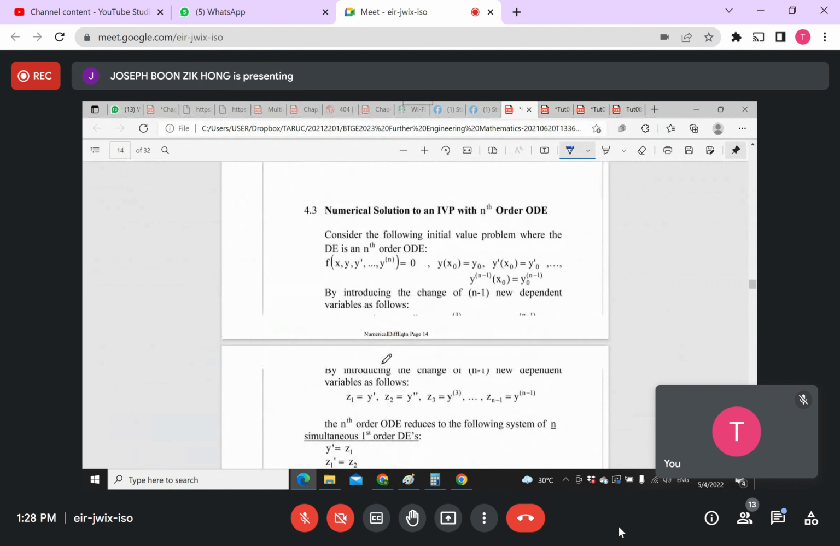Okay, so this is with n order. Okay, just now what we did is first order. No matter if it's a single equation or system of equations, what we have is first order. But now let's say we increase the difficulty to the n order. That means we can go up to n order. Okay, so that means now our ODE will become something like this.